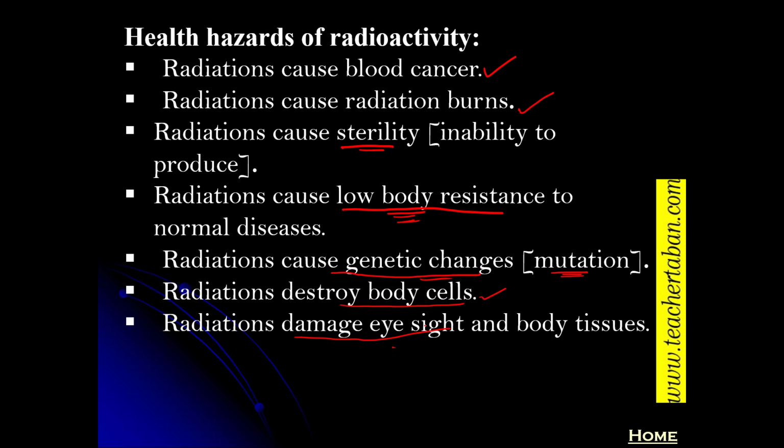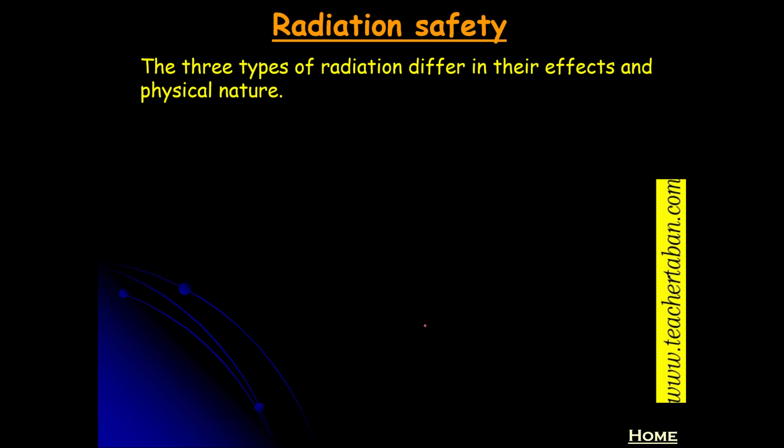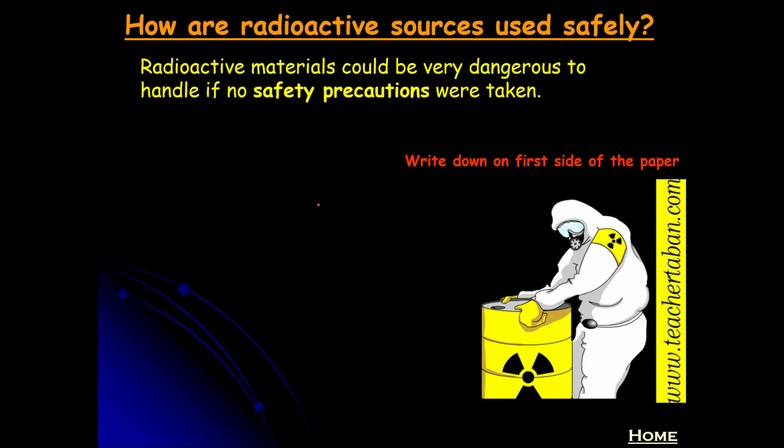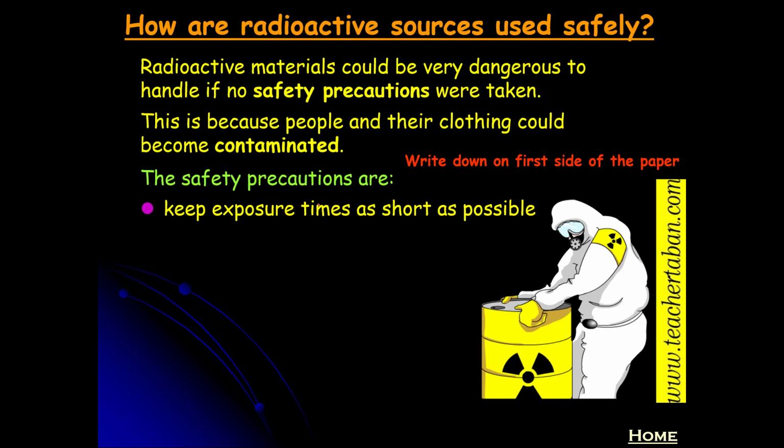And after having known all of those dangers, how do we overcome that? Radiations or radioactive sources must be handled safely. And whenever you see this symbol here, just know that that is danger. Always protect yourself or run away. So in the laboratory, some of the measures that we take: always keep exposure times as short as possible. In other words, don't take long when exposed to radioactive materials. Always monitor the exposure with the film badge. In other words, in case you have a gauge with you, you can always use it to detect how much radiation is in that region.